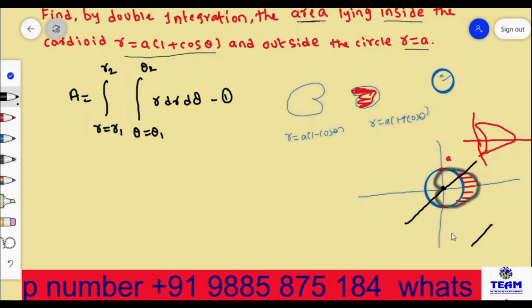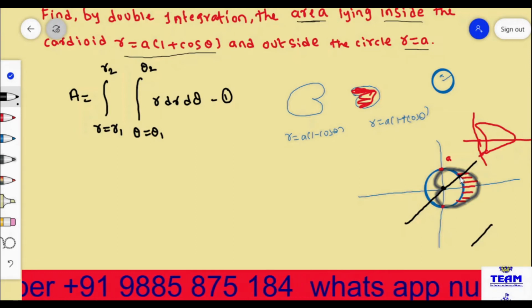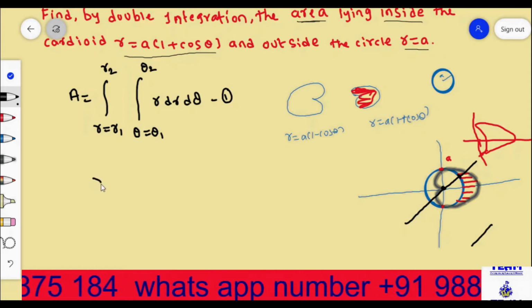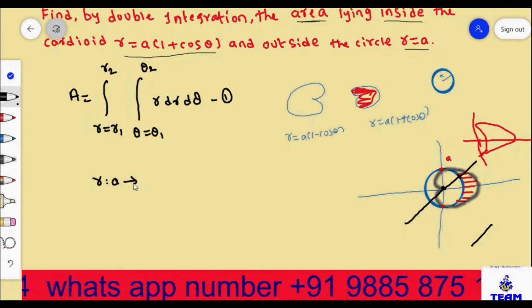If you write it like this, next you see this line touches; the starting radius is the circle. What is the circle here? a. So r is from a to the other graph.